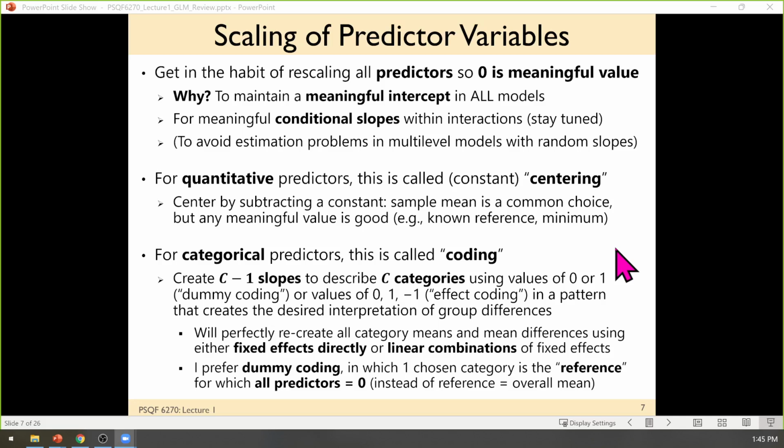I don't like effect coding. I don't find it useful, because I always want my intercept to refer to an actual person, and the mean across groups does not characterize any individual. So I just don't find it as useful. But it's an interpretational preference, not necessarily like right versus wrong.